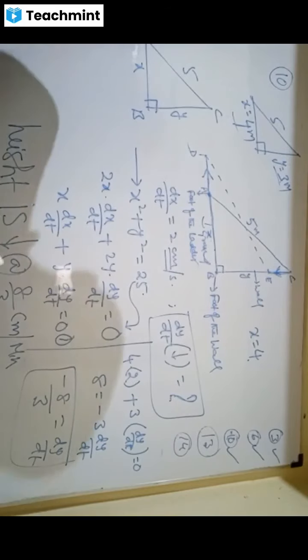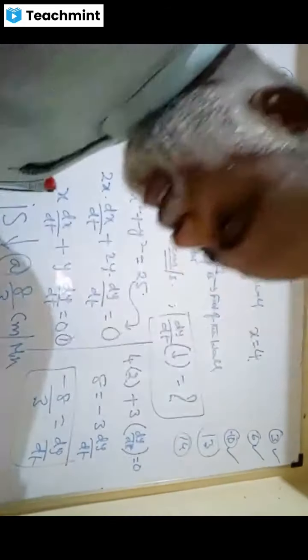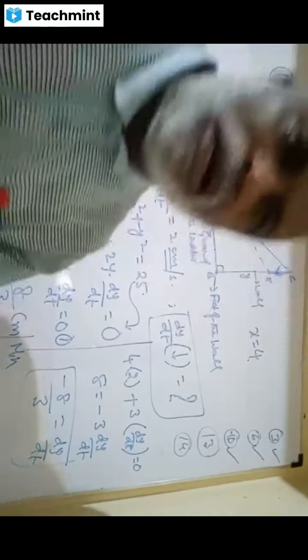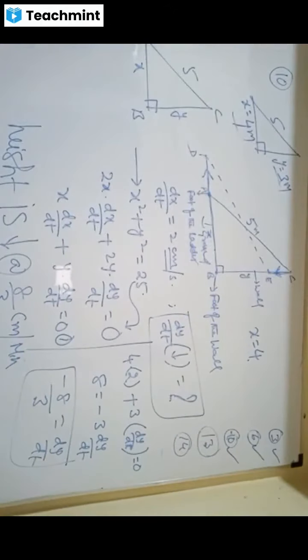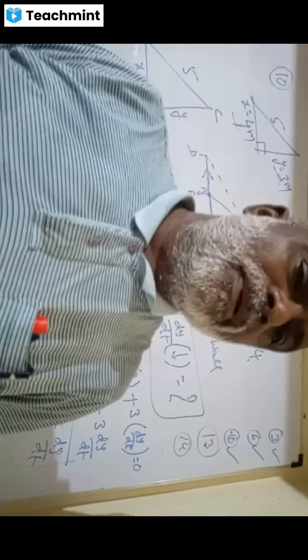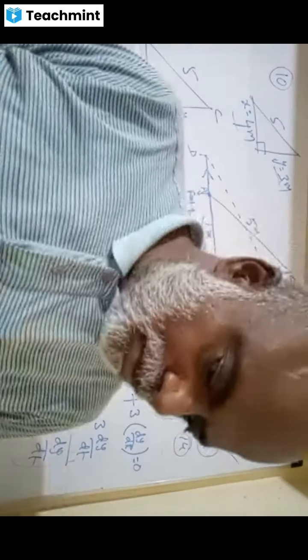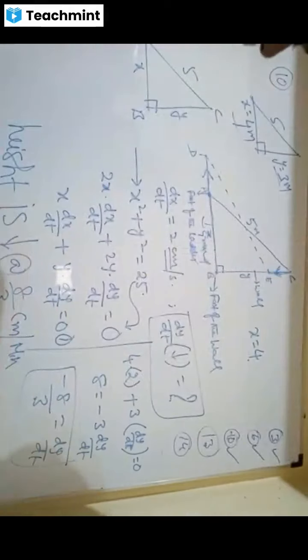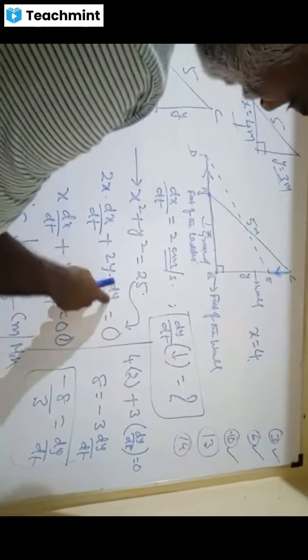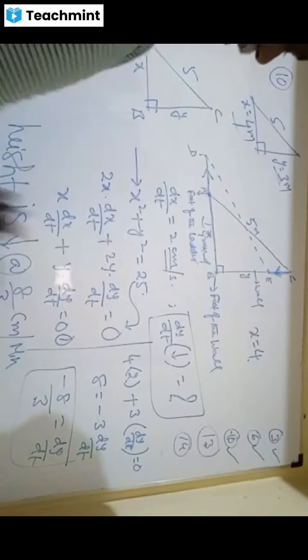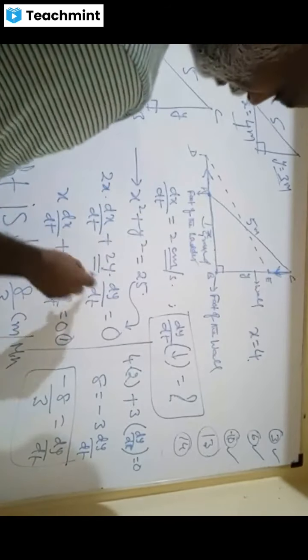Sir, I have a small question. Yeah, please. How is it that you're getting 3 over there, sir? 3 dy by dt? Hold on. Just tell me now. How are you getting 3 dy by dt over there? When we differentiate, don't we get 2 dy by dt? How are you getting 3 over there? 2y into dy by dt, correct? Yes, sir, but where is the 3 coming from?